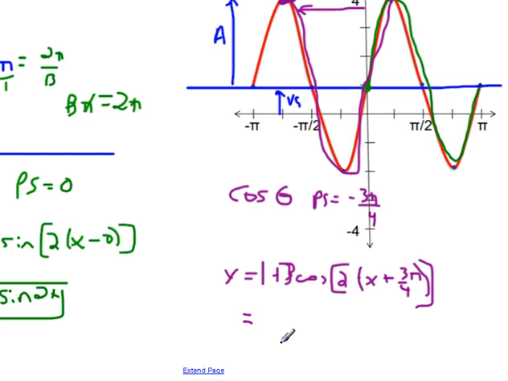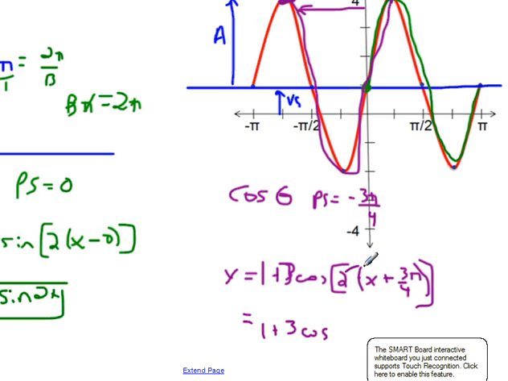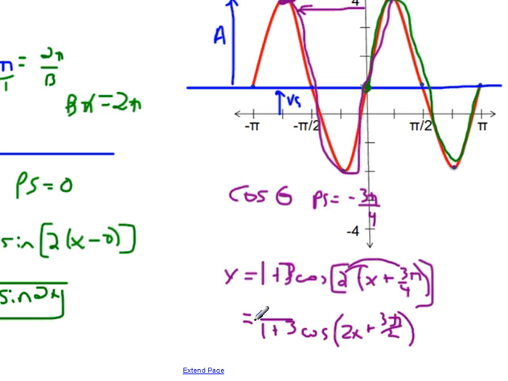Right, so then simplify: 1 plus 3 cosine. Distribute the 2: 2x plus 3 pi over 2. And that's your answer. So what you're basically doing is identifying all the parts and pieces, finding the phase shifts for each individual graph, and then plugging the values in and simplifying.